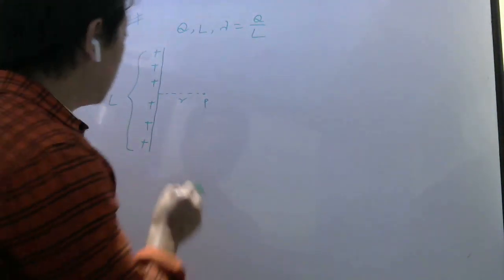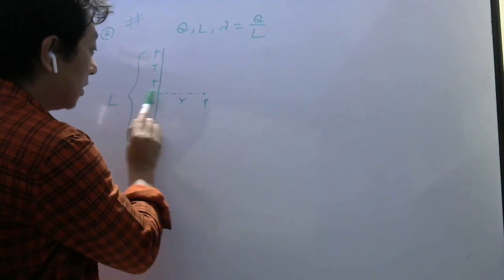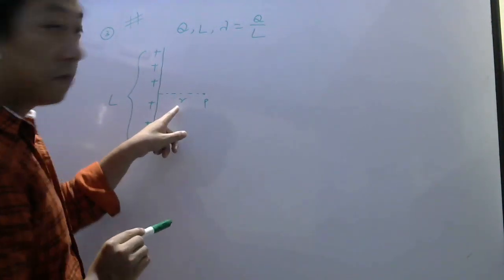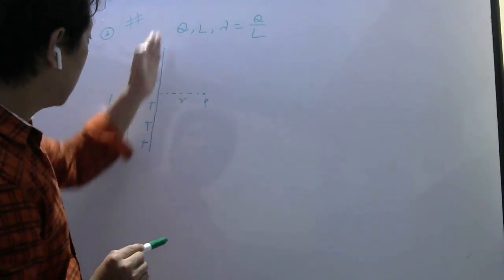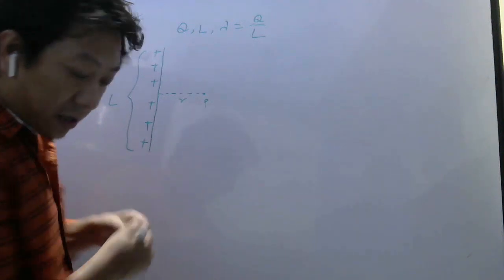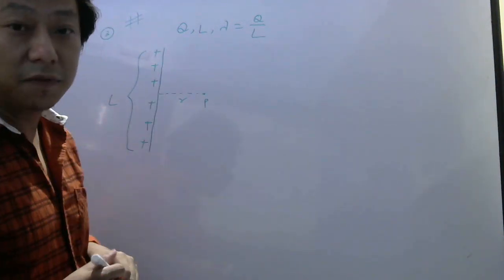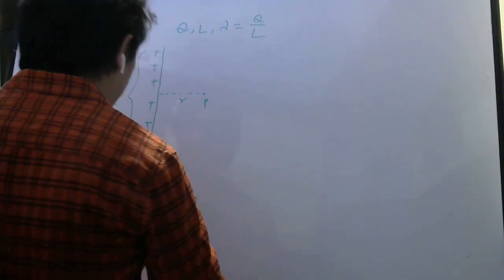Okay, so let me tell you what will be the electric field at this point, which is at a perpendicular distance r. So what is r? Perpendicular distance between the wire and the observation point. Before I tell you the formula, can you tell me in what direction the electric field should be? Can you tell me the direction?